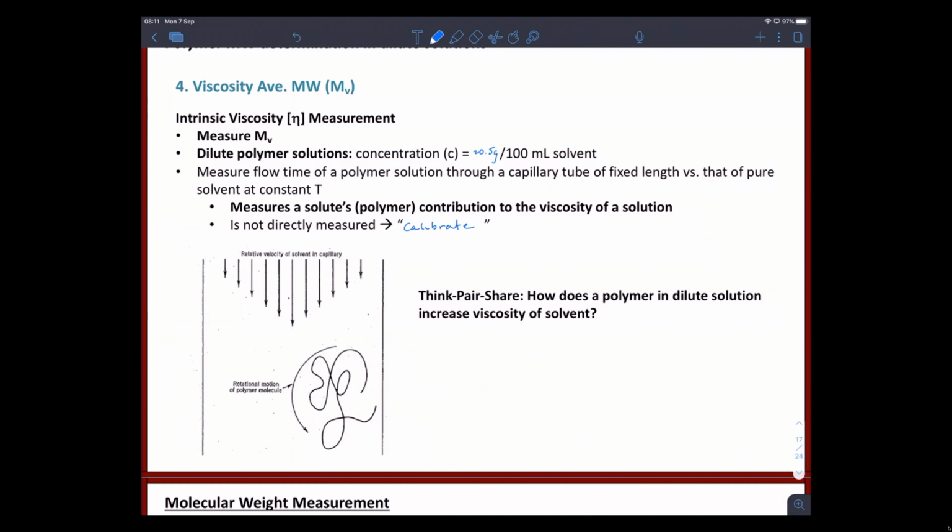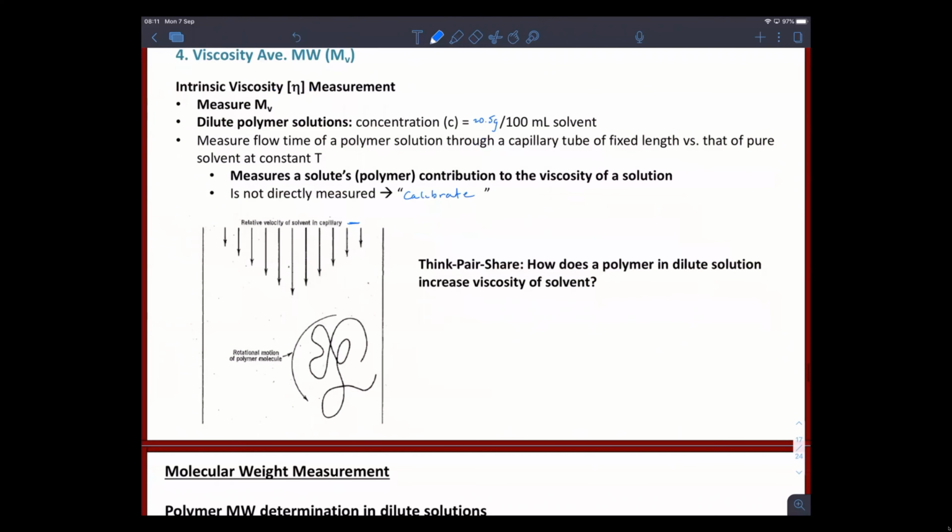So what you can see is this image here shows that when you've got the relative velocity of the solvent in the capillary, it drives the polymer down the capillary, but the polymer will experience rotation as it does so. That rotation would obviously change the viscosity of that. So here's a question. How does a polymer in dilute solution increase viscosity of a solvent? Is there anyone who can offer an answer to that?